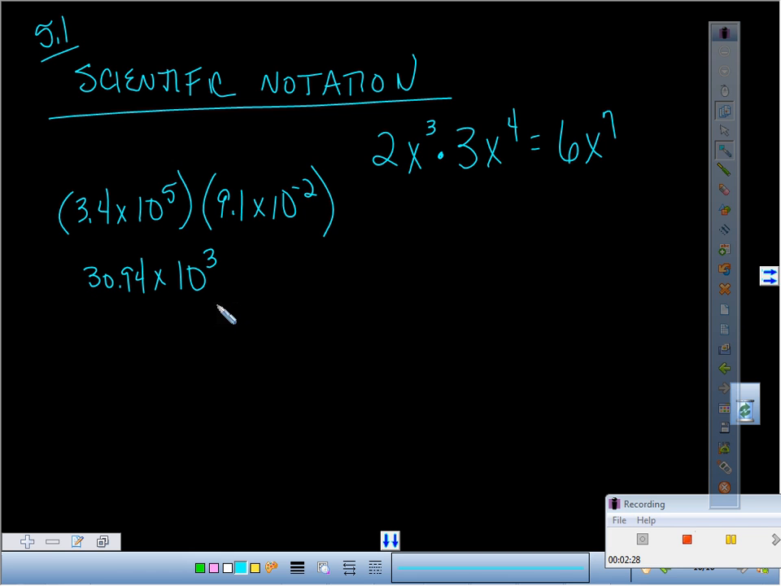Is this a good answer? Why? If you left that answer like that, I would mark it wrong. This number to the left has to have only one digit to the left of the decimal place. Remember how we said A has to be greater than or equal to 1, but less than 10? You can't have 2 digits to the left of the decimal point. So we have to move the decimal point 1 place and call that 3.094 times 10 to the, very good, 4.